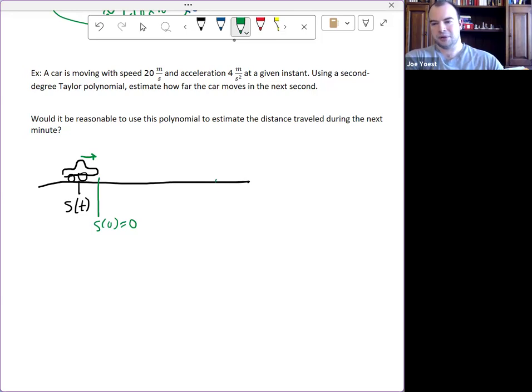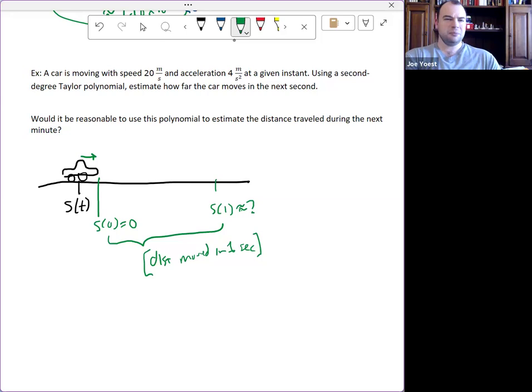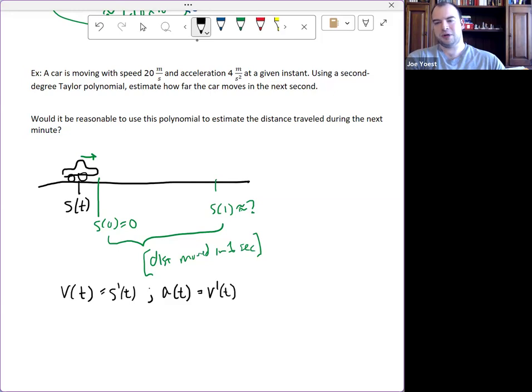And we want to know, well, approximately, what is S of 1? What is the position at time 1? This is the distance moved in 1 second, S of 1 minus S of 0. But since we're just setting S of 0 equal to 0, really if we find S of 1, then that gives us the distance moved in that second. And we'll approximate that using a Taylor polynomial. Okay, so we know that the speed, v of t, is s prime of t, and the acceleration is v prime of t, or s double prime of t.